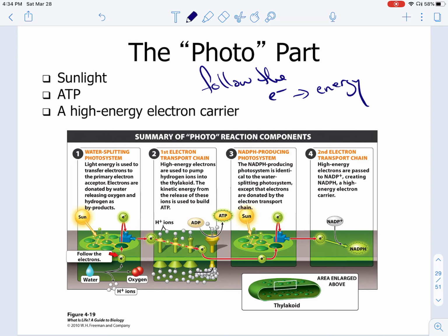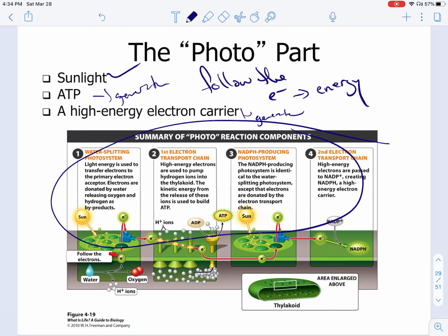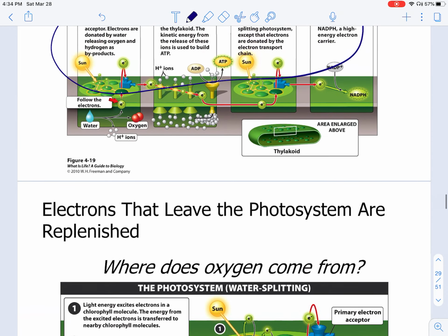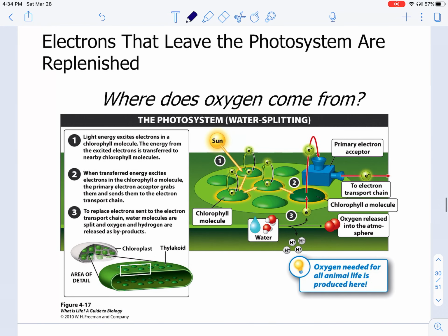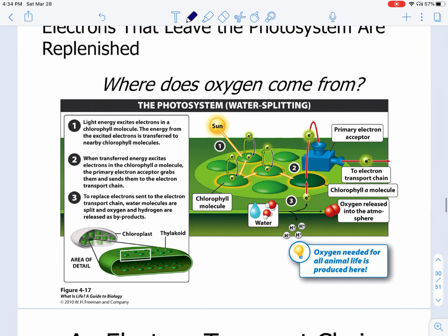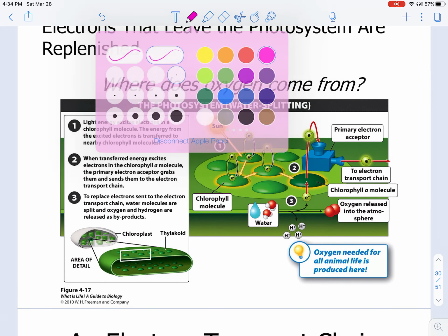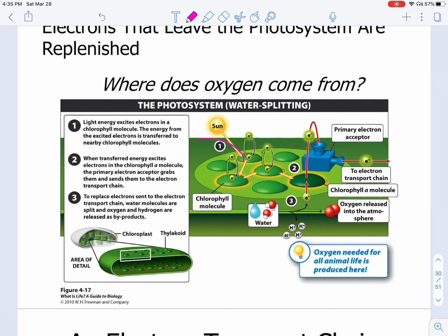Okay, so here in the photo part, you have sunlight. You're going to generate ATP, and then you have some electron carriers that you're going to generate as well. This is the overview here, but we'll look at the individual steps. So in step one, the energy from the sun activates an electron in this antenna system.